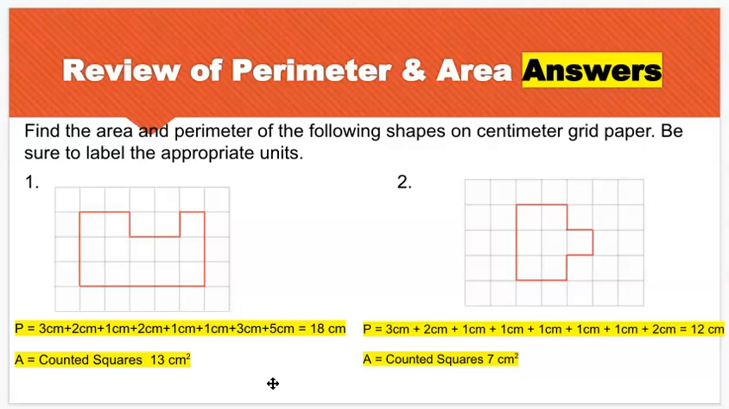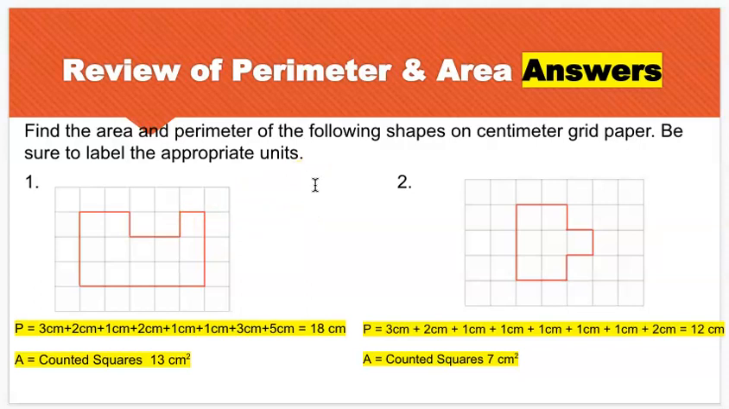Notice that our units are just in centimeters. They're not square centimeters or cubic centimeters. It is a one-dimensional measurement. Then to find the area, in this case, I used just the counting squares method. So I just counted up here. We have 3, 6, 7, 8, 9, 10, 11, 12, 13. So there's 13 square centimeters of area in figure 1.